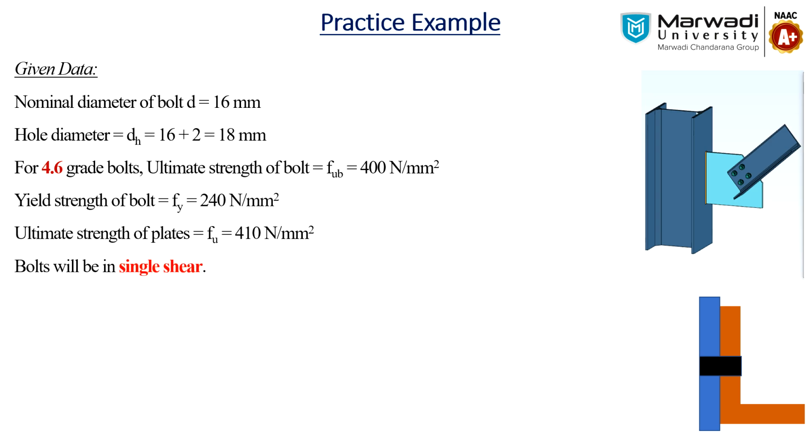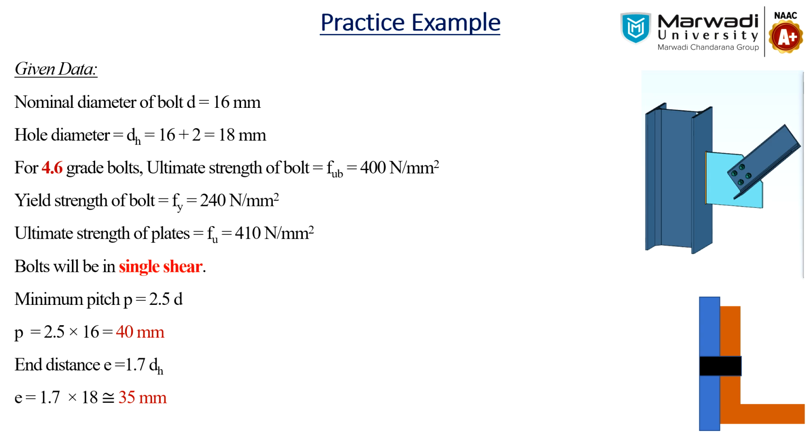As you can see in this figure, one gusset plate and one angle section are connected, so there is only one shear plane from where the bolt will try to fail in shear, and that's why the bolts will be in single shear. The minimum pitch distance is 2.5 d. d is 16, so it is 40 mm, while the minimum end distance is 1.7 times dh, that is 1.7 times 18, so approximately you can round up to 35 mm.